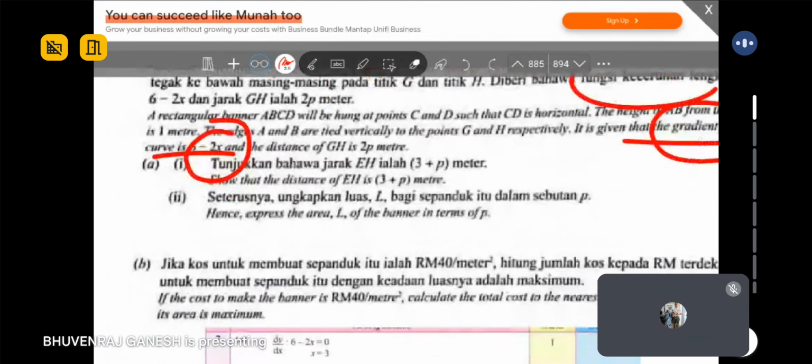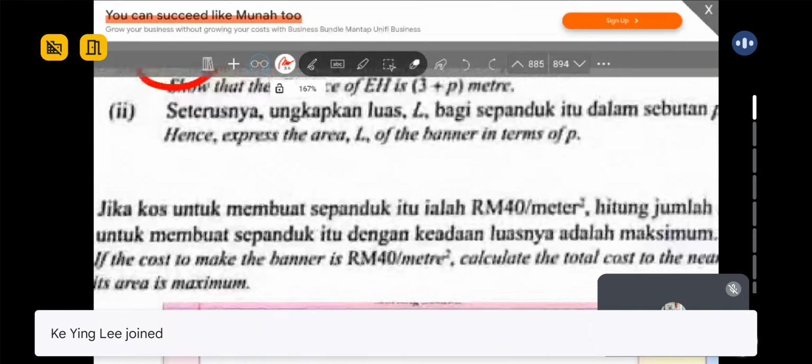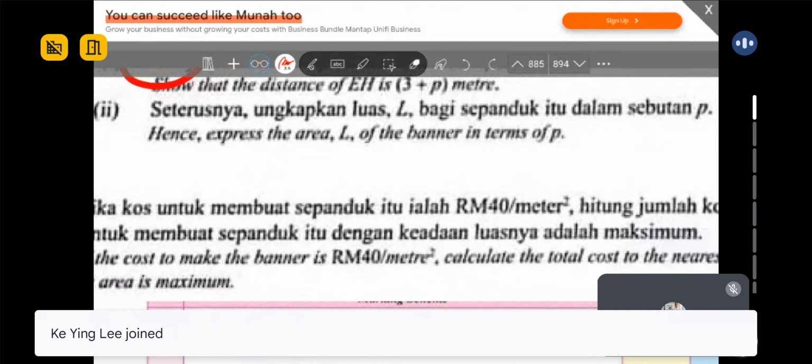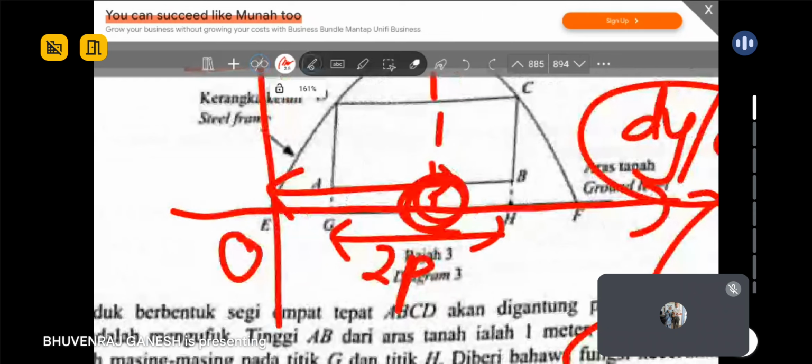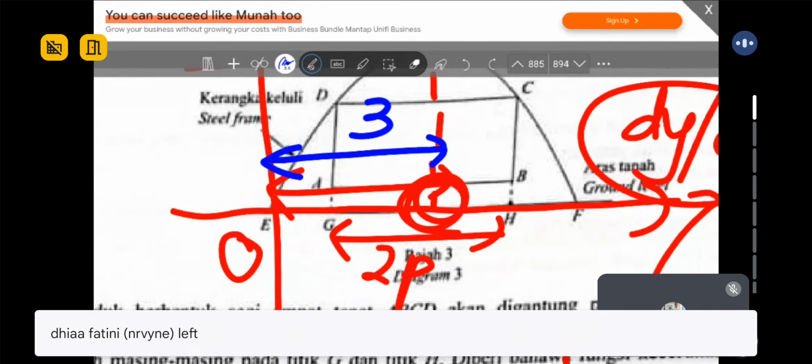So now you solve. dy dx equal to 0. Maksudnya kamu dapat x equal to 3. So x equal to 3 means what? Apa maksud dia guys? Kalau x sama dengan 3, maksudnya the distance from here to here is 3. Am I right? So kamu tanda. The distance is 3.